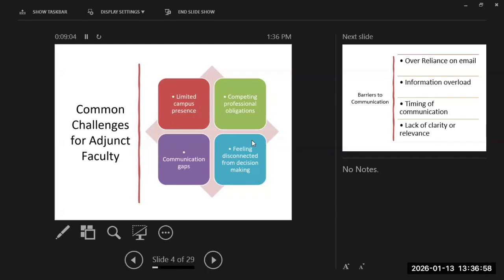And then lastly, feeling disconnected from decision making. I do think the college here tries, through the faculty council, to make sure that we as full-time faculty have a lot of input into major decisions that are coming down from above. But the adjuncts for sure are going to feel, especially at the institutional level, that they aren't really involved in that type of decision.